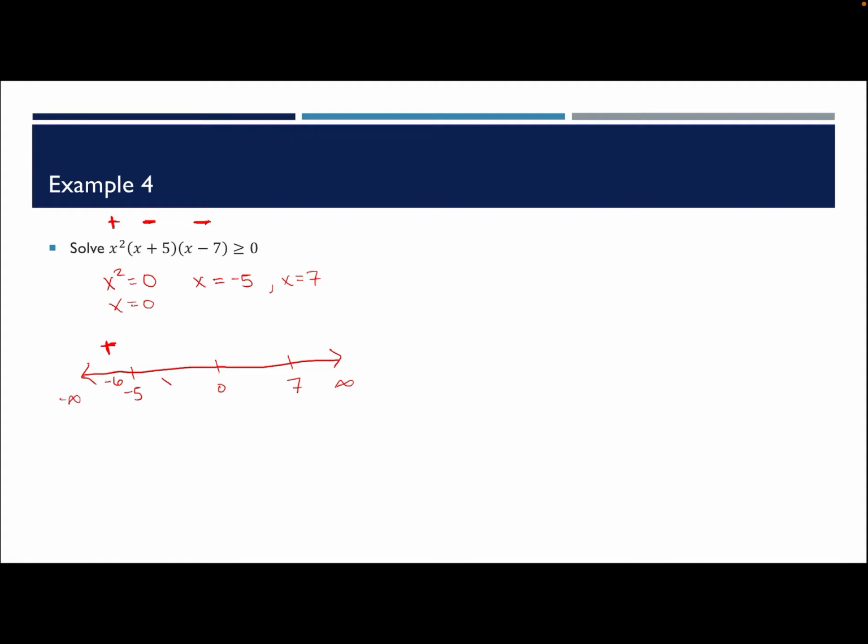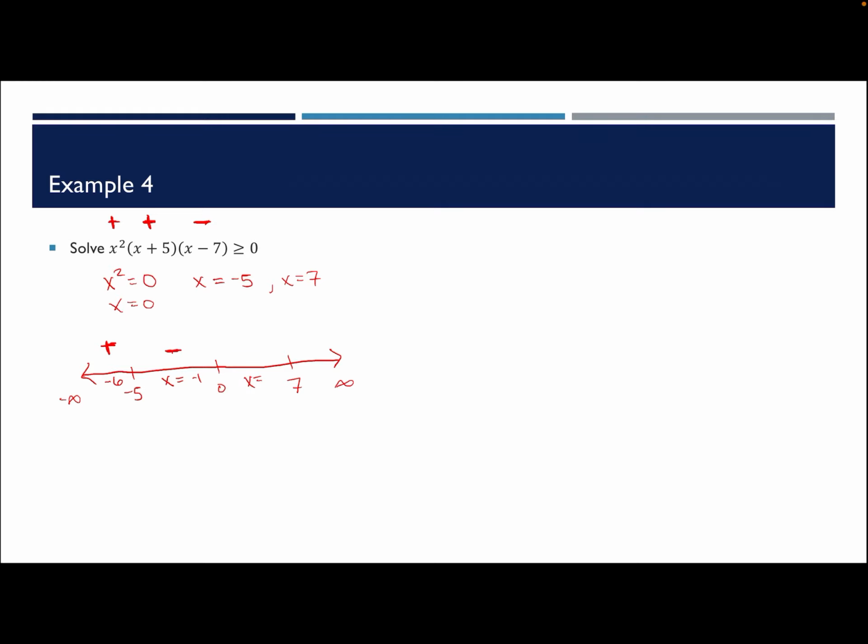On the interval negative 5 to 0, say I choose x equals negative 1, then negative 1 squared is going to be positive, negative 1 plus 5 is going to be positive, and negative 1 minus 7 is going to be negative. So two positives times a negative is going to give you a negative value.